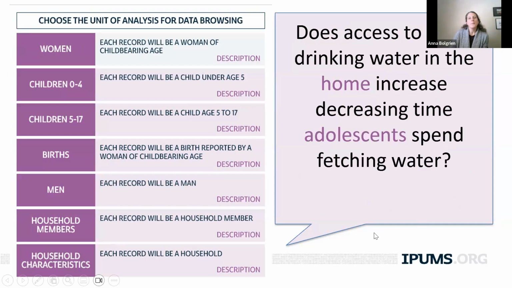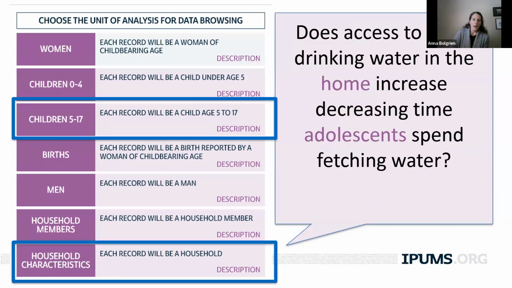Another example, maybe a research question is, how does access to clean drinking water in the house or the home increase or decrease time that an adolescent might spend fetching water? And in order to answer this question, I would want to get information from the household characteristics and also on the adolescent.